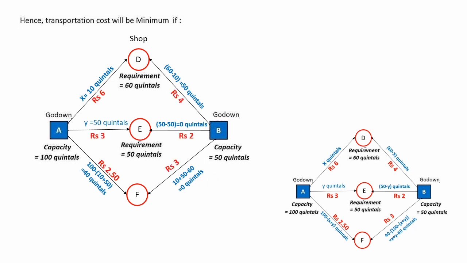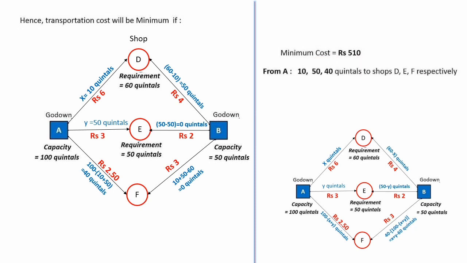And let's go for writing the conclusion. That is, the minimum cost is rupees 510, and from A we have to transport 10, 50 and 40 quintals to shops D, E and F respectively. From godown B, there is 50 quintals, 0 quintals and 0 quintals to shops D, E and F respectively. So this is our conclusion.